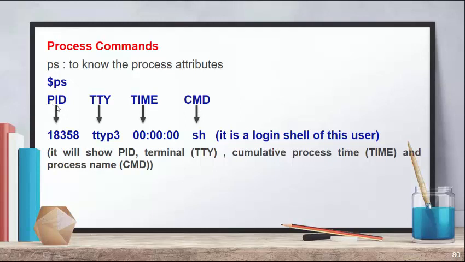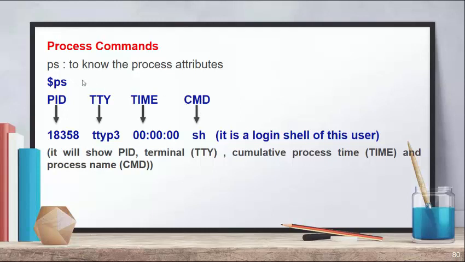Now PID is the process ID. TTY is the name of your terminal. Then time. Time means it is the cumulative process time. Process कितना time लगा रहा है वो. And CMD. This is the command, and it is the login shell of this user. Particular user का जो command उसने दिया है या तो process का नाम. Particular command को ही हम process बोलते हैं तो उसका नाम.